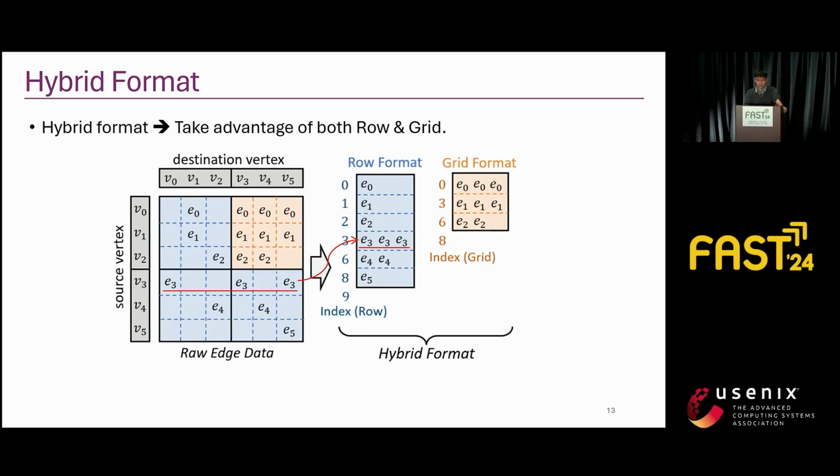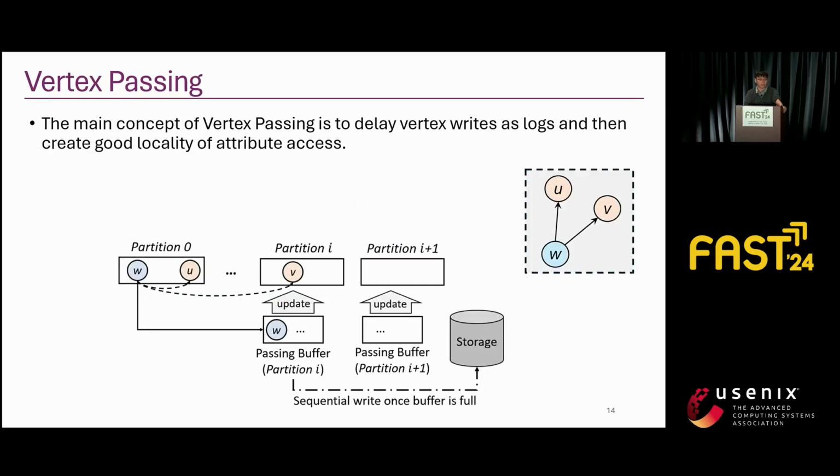However, the solution here is still not good enough, because as we can see in the figure, the execution on vertex 3 will still require data from all the partitions. So the execution on the row format still leads to bad locality access. To further address this issue, we propose another technique called vertex mapping to complement the drawback of the hybrid format. To put it simply, the main idea of vertex mapping is to delay the vertex writes as logs, so that we create good locality of vertex access.